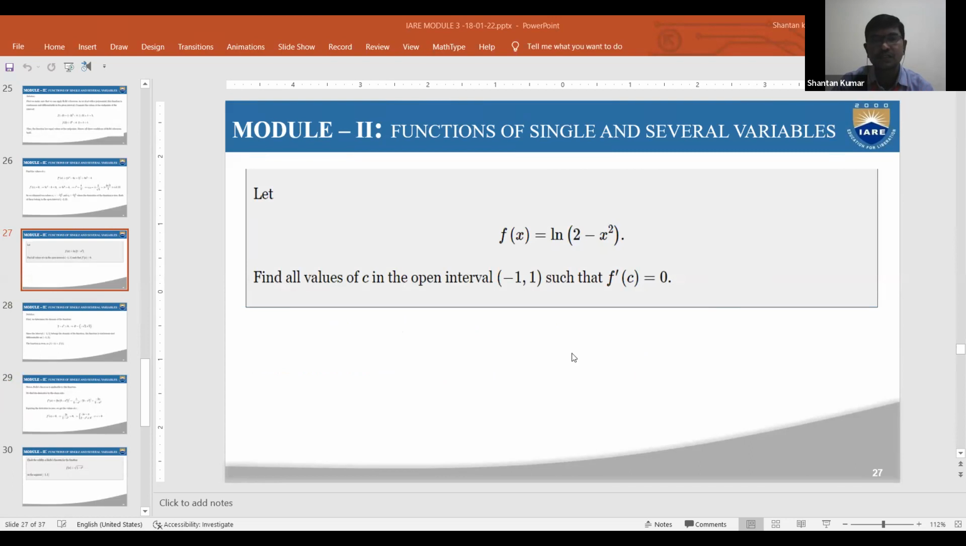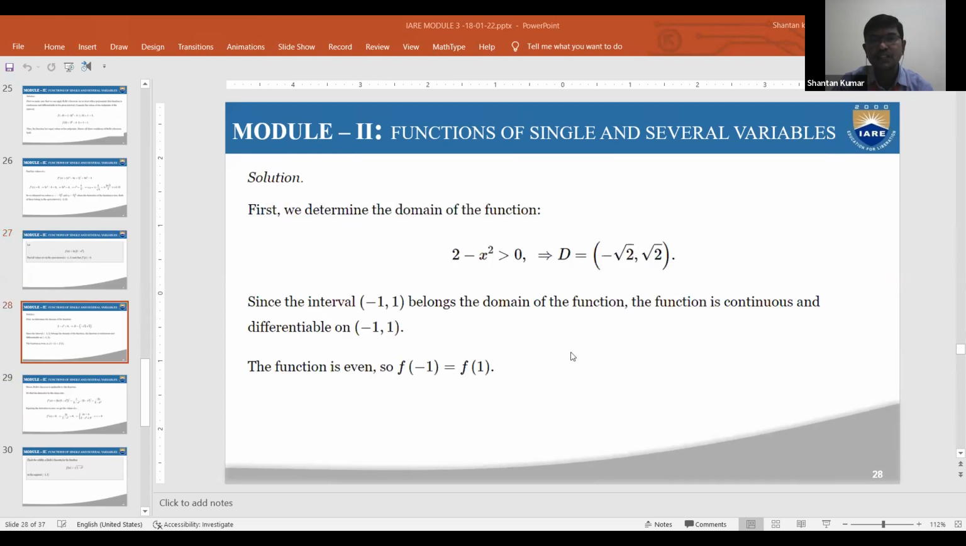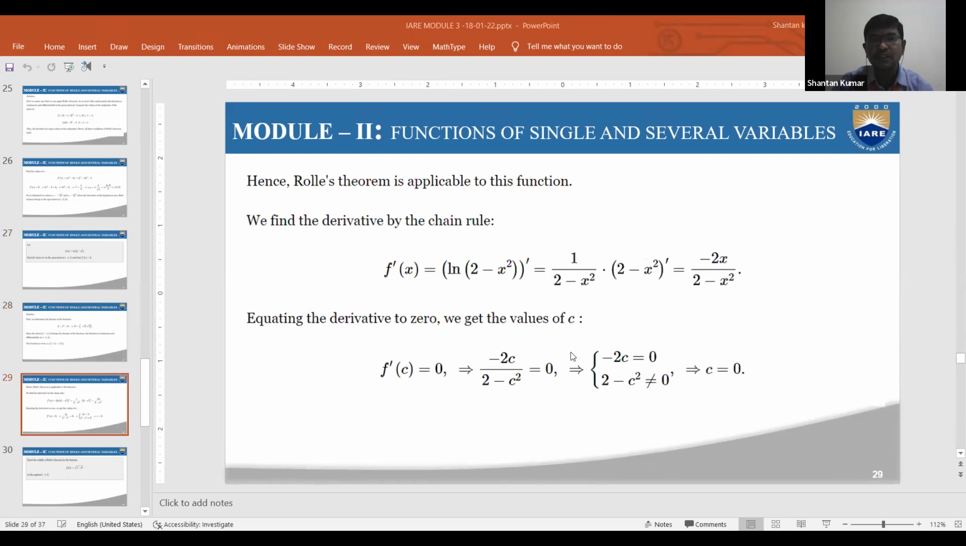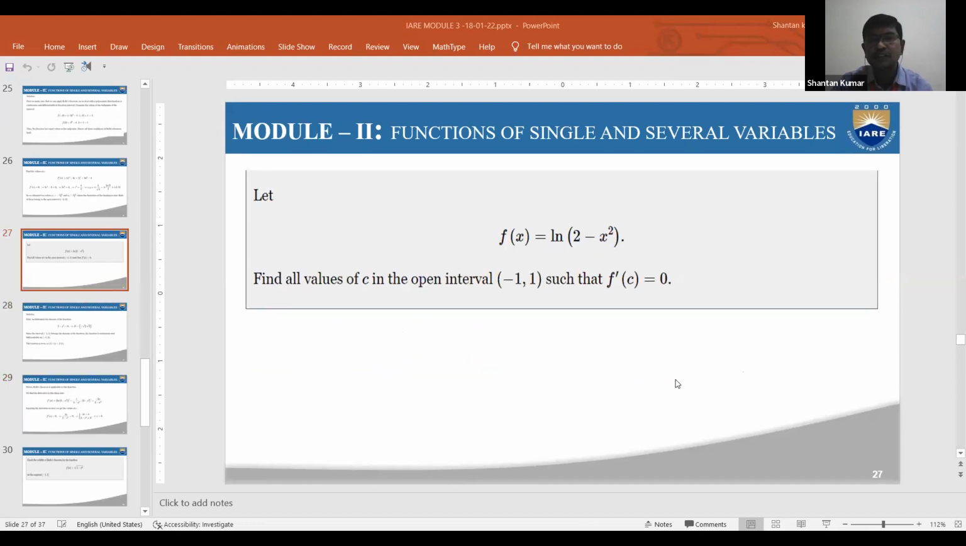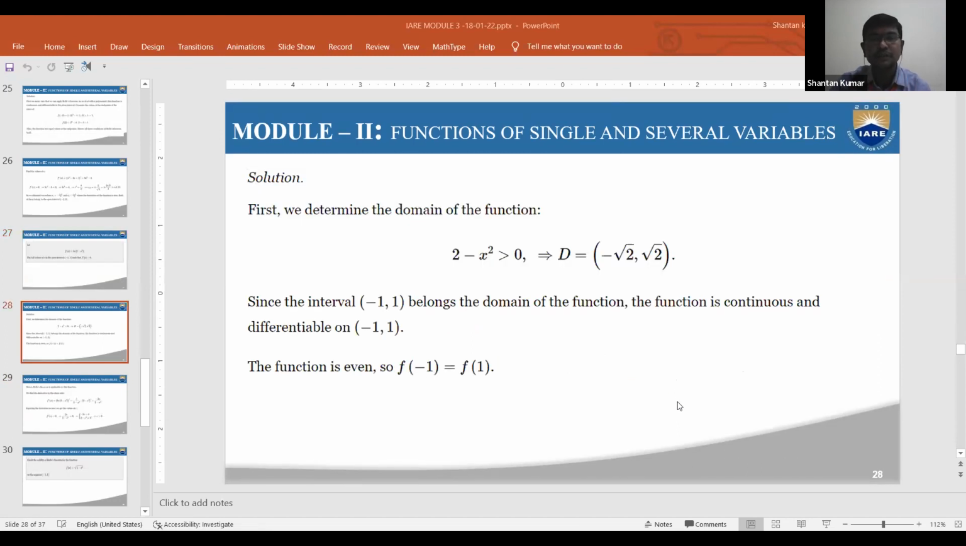It is clearly a continuous function, differentiable, f of a is equal to f of b, and moreover f dash of x equals minus 2x by 2 minus x square, and f dash of c equal to 0 is nothing but minus 2c by 2 minus c square is equal to 0. Therefore c is equal to 0, that means 0 lies in between the given interval, that is -1 comma 1, so it is satisfied. Therefore Rolle's theorem will be satisfied.